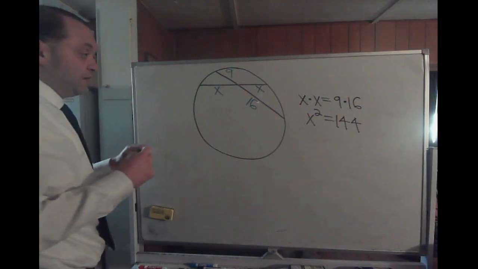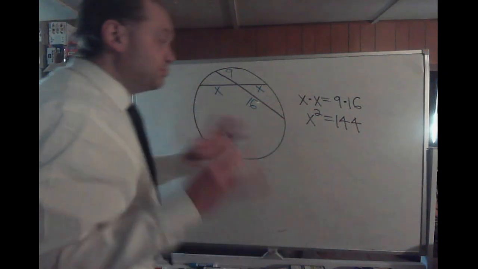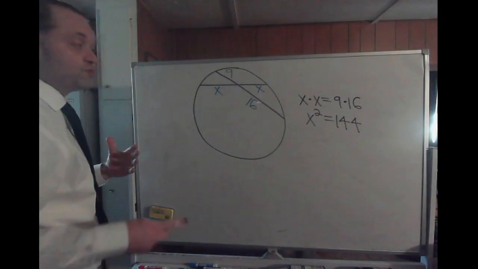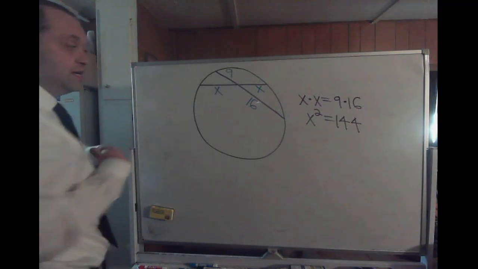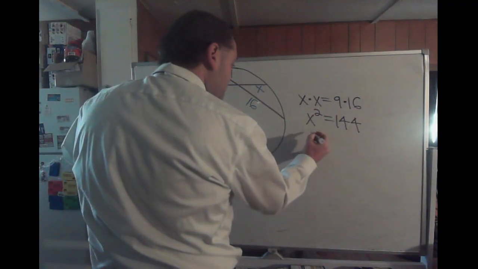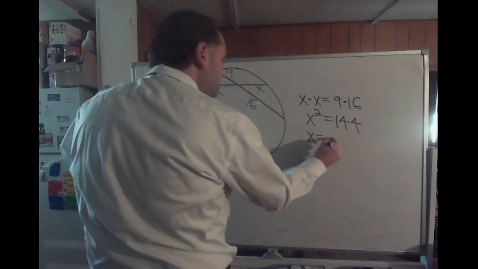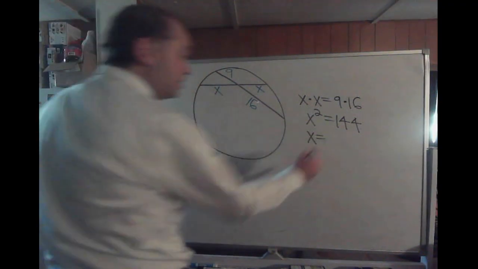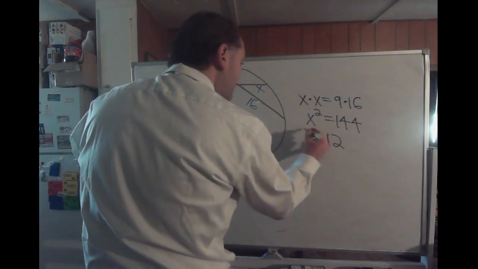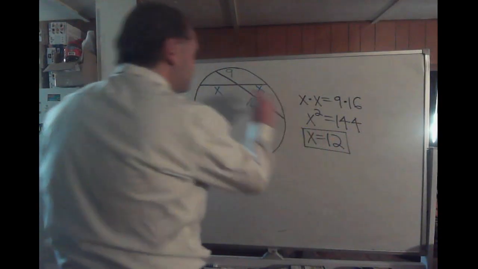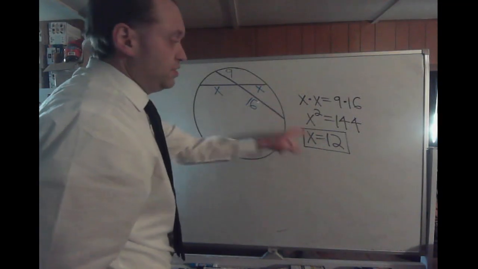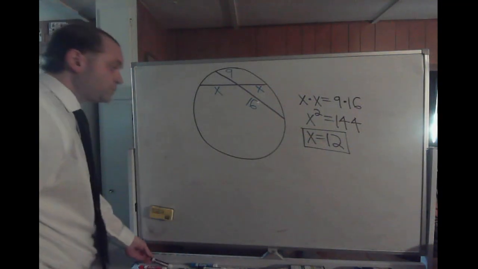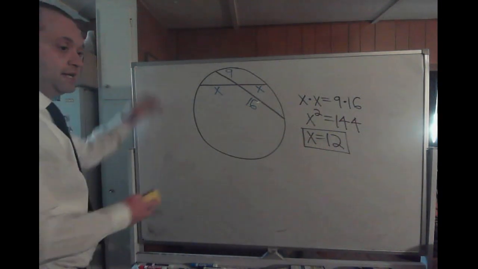Now, of course, we have actually a quadratic, but since this is geometry and we're talking about length, we only consider the positive square root. So the positive square root of X squared, of course, is X. The positive square root of 144 is 12. I know I didn't draw these the most evenly, but X would equal 12. That's what you would get.